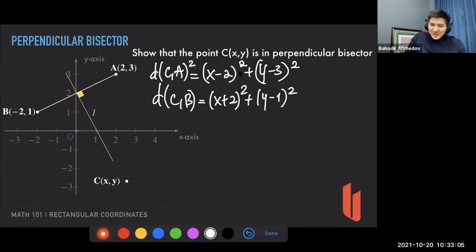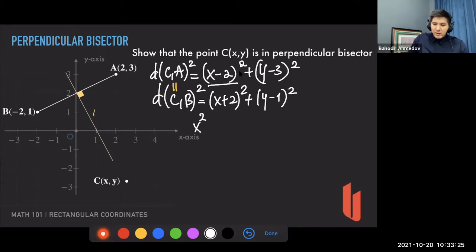So if the distances are equal, then their squares are equal as well, right? This is true. The converse might not be true, but in this direction, this is true. So I'm just going to equalize them. If I open these brackets, could you please tell me what this expression is going to be when I open the brackets?